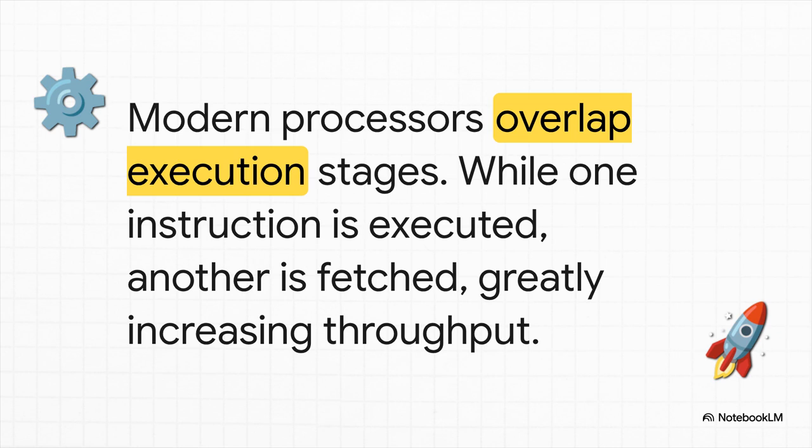Modern processors use a technique called pipelining, and the assembly line analogy is perfect. While one instruction is in the execute phase, the very next one is already being decoded, and the one after that is being fetched. All the different stages of the cycle are working at the same time, just on different instructions. It's a total game changer for throughput.